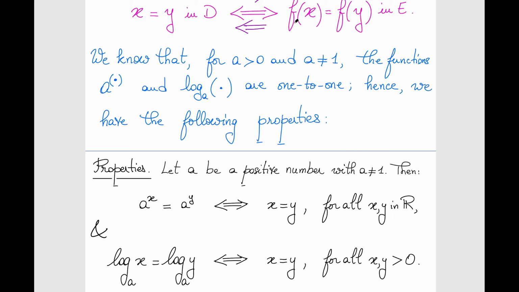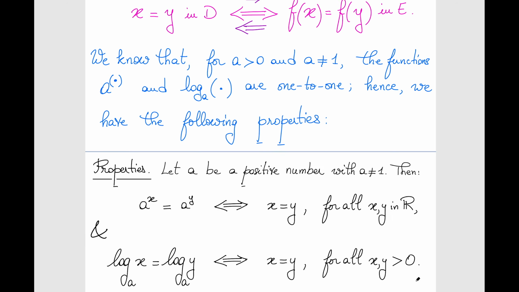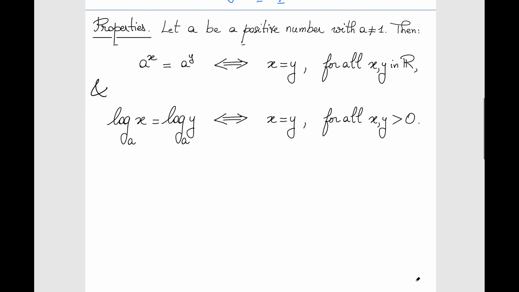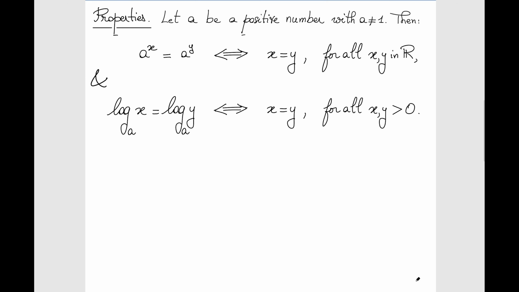Similarly, if you replace f with the log base a function, that's going to be read as log base a of x equals log base a of y. That's this side. And that's equivalent to x and y being the same in the domain of the function. And what's the domain of the log base a function? We've already said it. It's the set of all positive numbers. So x and y must be positive. All right. Let's employ these properties in some contexts. So let's go to the book.